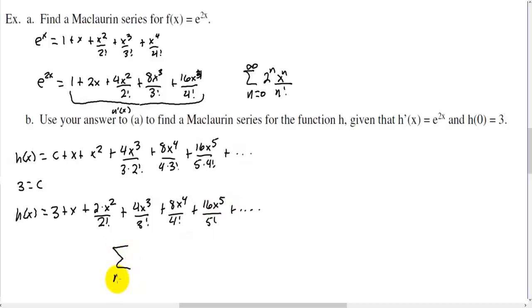So let's sum this up. We have n equals 0 to infinity. Now the 3 kind of messes up the pattern, so we're going to put a 3 plus out here. And then we have x to the n plus 1 if we start at 0. And then that's going to be over n plus 1 factorial.